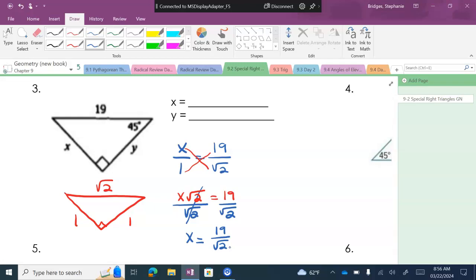Here's the question. What we talked about yesterday. Am I able to leave my answer like that? No, we are not allowed to leave a radical in the bottom of a fraction, right? We did this yesterday. How do I get rid of it? We called it rationalizing the denominator. We have to multiply the top and the bottom of the fraction by the square root of 2. So we're going to multiply top and bottom by the square root of 2.